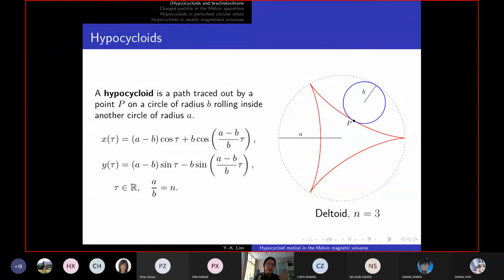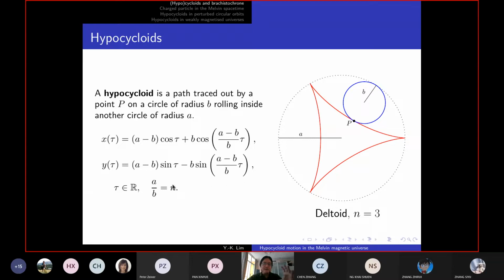So that was cycloids. Now, how about hypocycloids? A cycloid was about a circle rolling on a flat surface. A hypocycloid is a circle rolling inside another larger circle. The small circle has radius b, the larger circle has radius a. And the parametric equations are given by this. The a and b will determine how the shape of the curve looks in detail. As tau runs, the point P will trace out a certain shape. Another important quantity we define here is n, which is the ratio of the radii of these 2 circles.